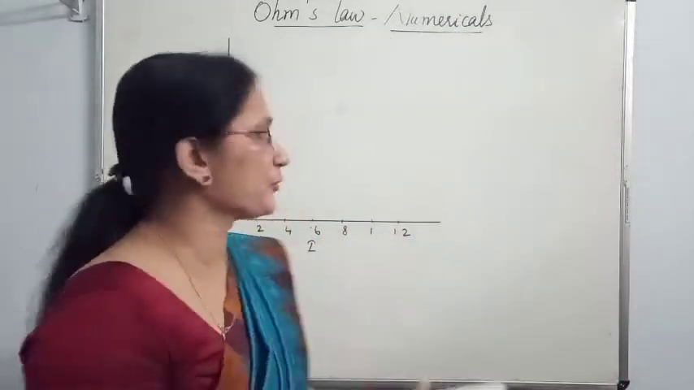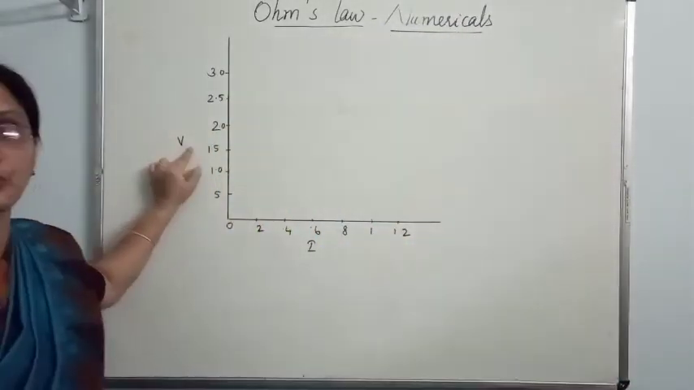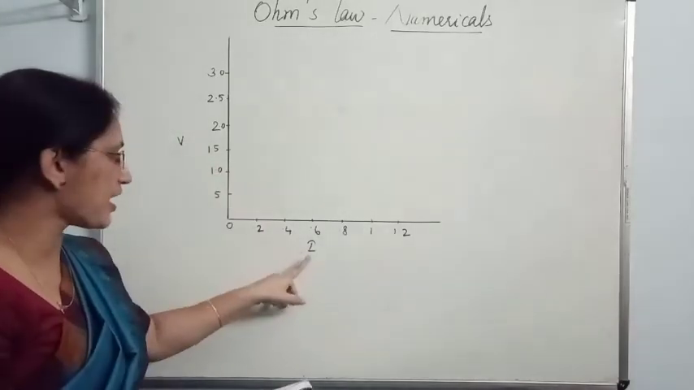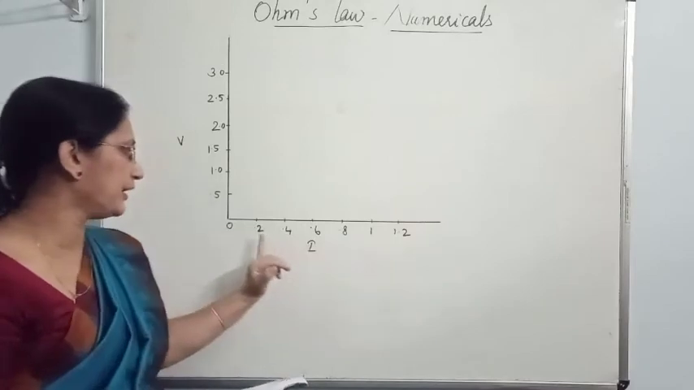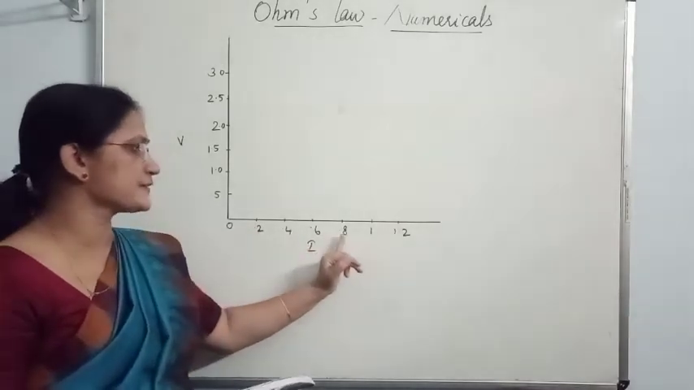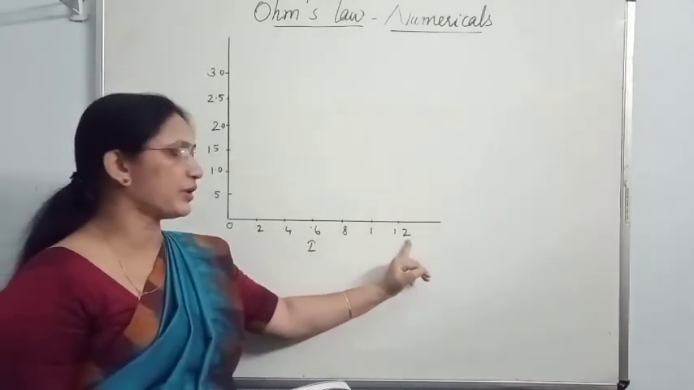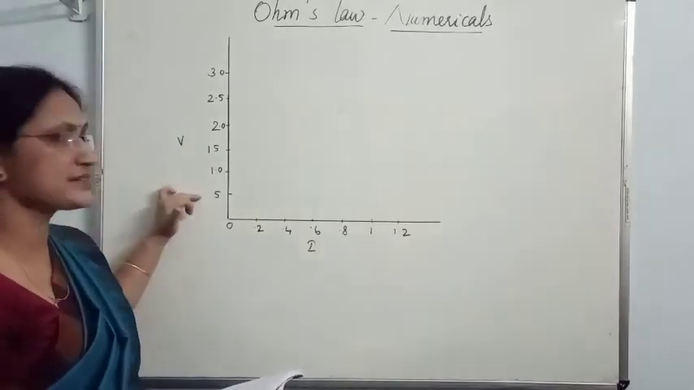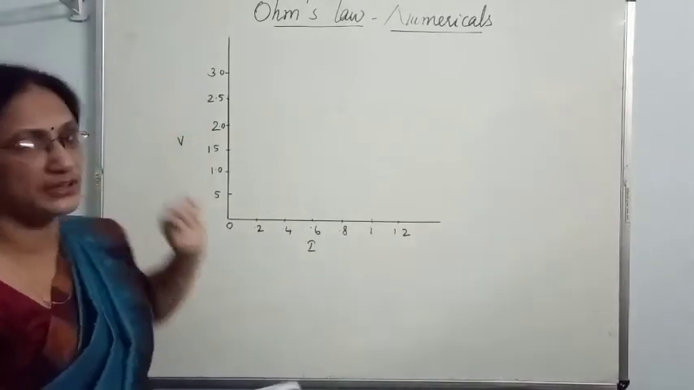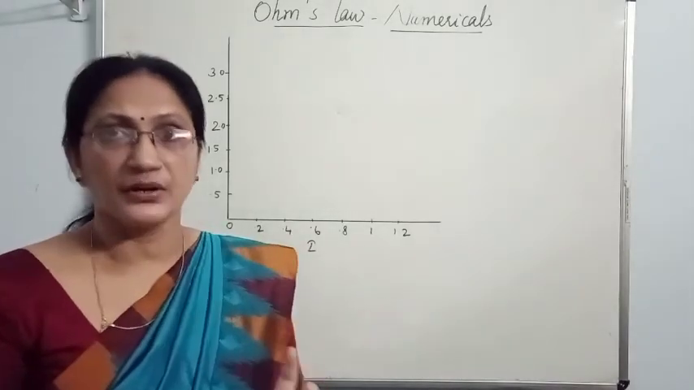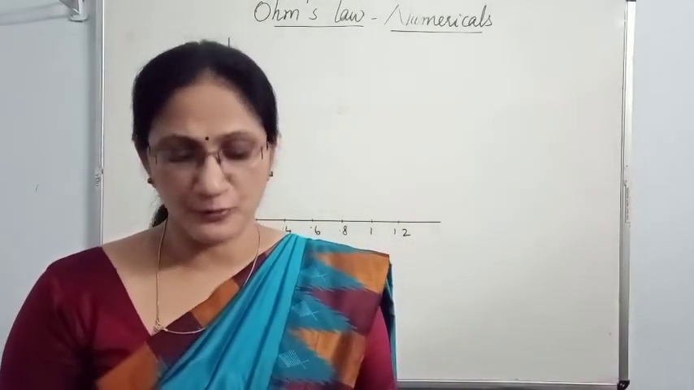So for the VI graph, we have to plot V on the y-axis and I on the x-axis. On the x-axis I have labeled 0.2, 0.4, 0.6, 0.8, 1 and 1.2. On the y-axis 0.5, 1, 1.5, 2, 2.5 and 3. Like that the readings are on. You know how to plot the graph points.